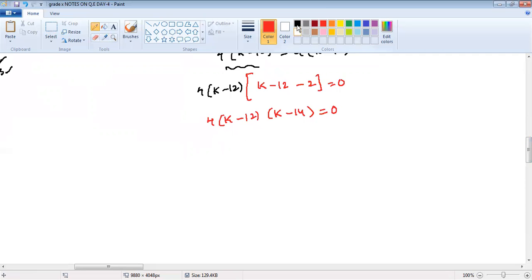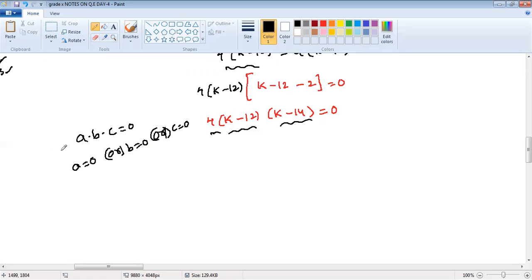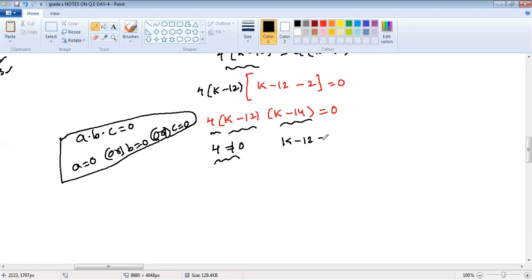Now see here, the product of them is equal to 0. So when the product is equal to 0, a into b into c is equal to 0, which means either a is equal to 0 or b is equal to 0 or c is equal to 0. Now if you take this condition, here 4 cannot be 0, that you cannot take because 4 cannot be equal to 0. Then k minus 12 is equal to 0. Am I right, ma? Then k is equal to 12.